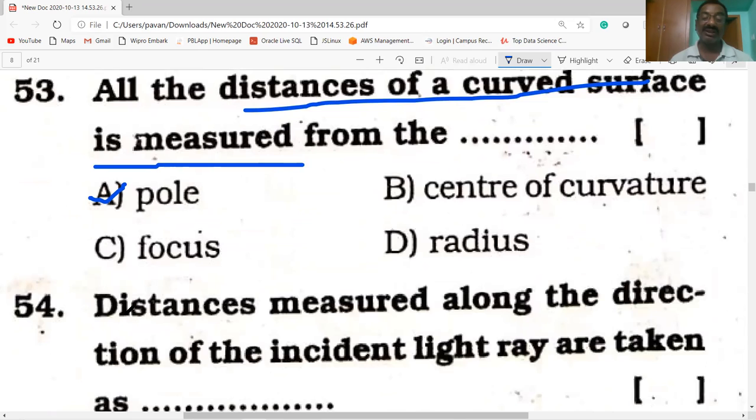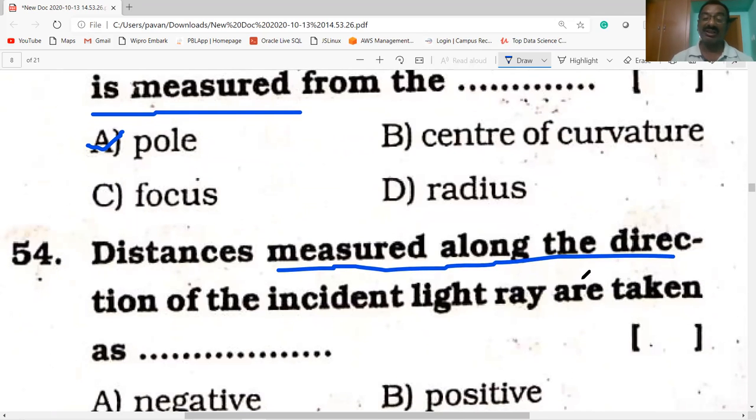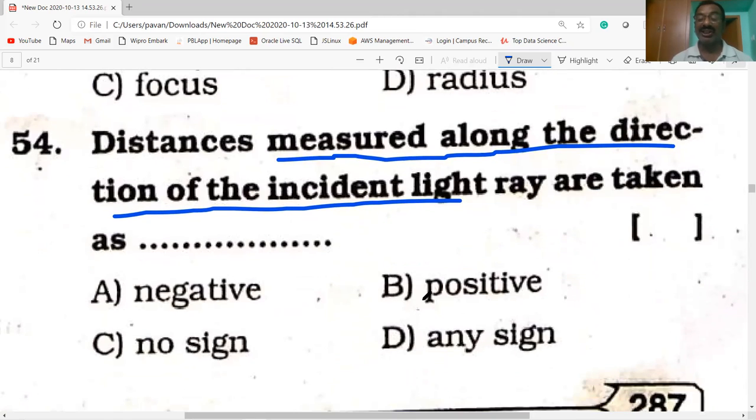Next question on the screen, distance measured along the direction of the incident light are taken as. So sign conventions, we have to be thorough with the sign conventions of either mirrors or lenses. Here distance measured along the direction of the incident ray has to be taken positive. So in the direction of the incident ray, all the distances are taken as positive.